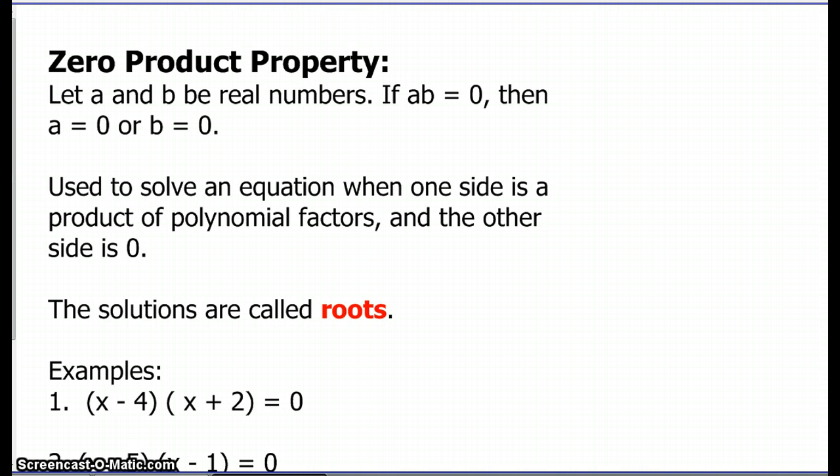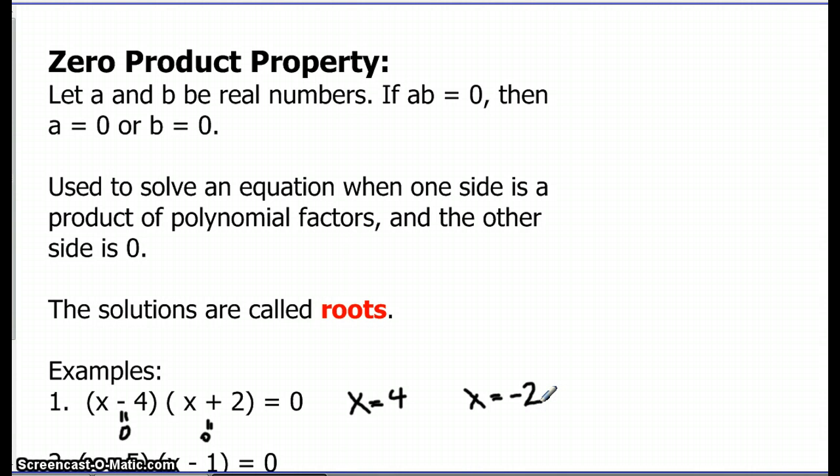Under the examples in number 1, we have a polynomial equation in factored form. The quantity x minus 4 times the quantity x plus 2, and this equals 0. To solve it, you're going to set each factor equal to 0. So in this case, x minus 4 equals 0, and x plus 2 equals 0. If x minus 4 equals 0, then x, in fact, must equal 4. In the other factor, if x plus 2 equals 0, then x must equal negative 2.